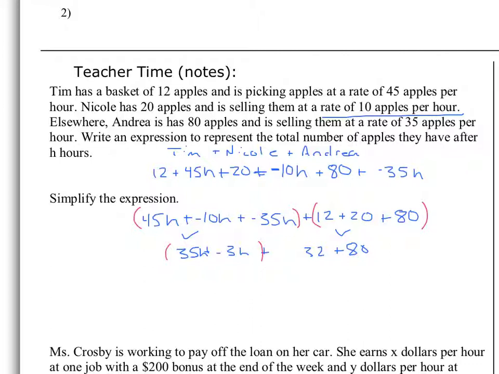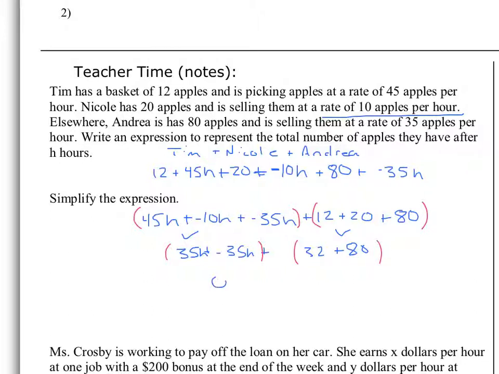Sorry about my sloppiness over here. That should have been a 35h. And here's something really interesting that's going to happen. I have 35h plus negative 35h. What does that equal? 35h plus negative 35h. Ivana? 0. Because 0 times h would be 0. It doesn't matter what h is. So we end up with 0.